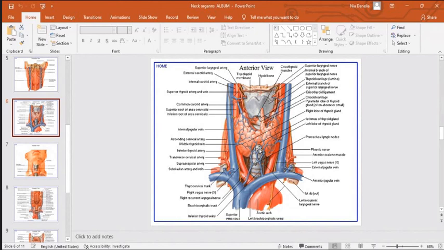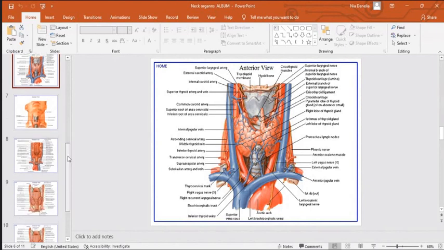The trachea is supplied by the inferior thyroid arteries, which are branches of the thyrocervical trunk from the subclavian artery, and it is innervated by the recurrent laryngeal nerves, which are branches of the vagus nerve.